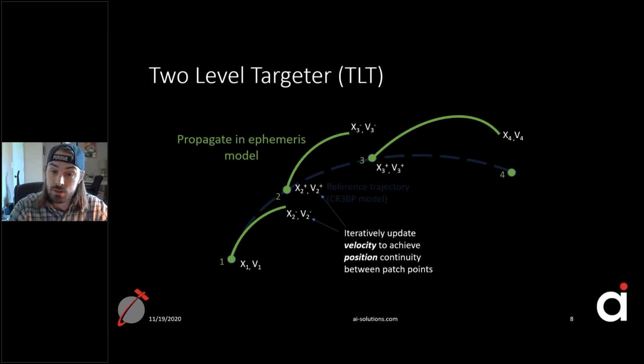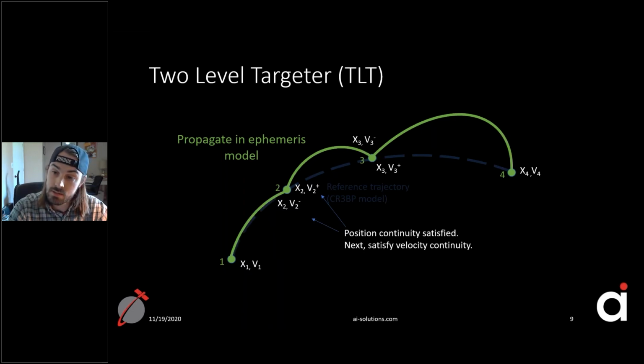So what we have here is, at the end and between these segments, position and velocity discontinuity. So what we want to do is correct them. In our first process for this two-level targeter, we're going to update our velocity components at each of these nodes or patch points to try to achieve position continuity.